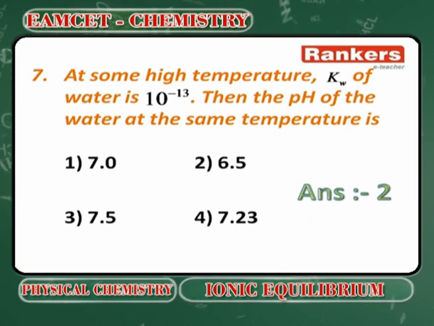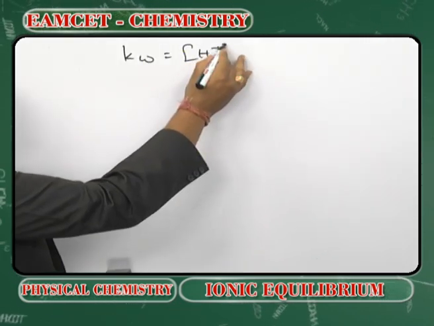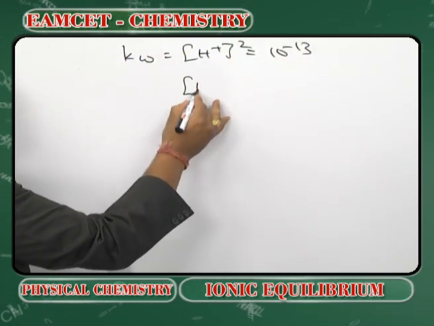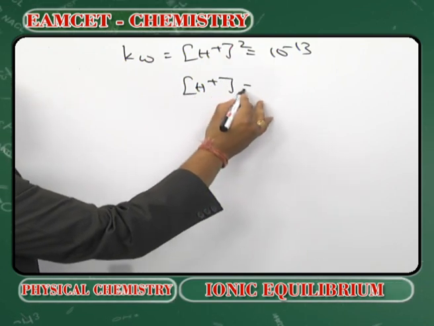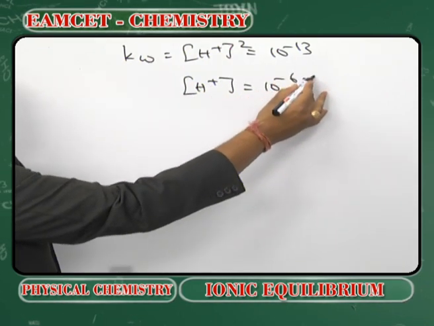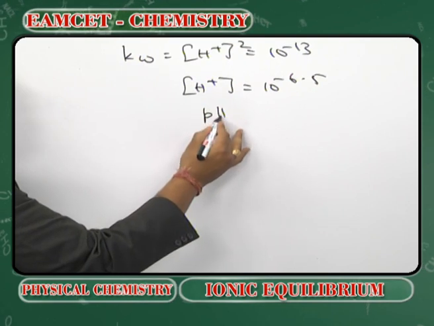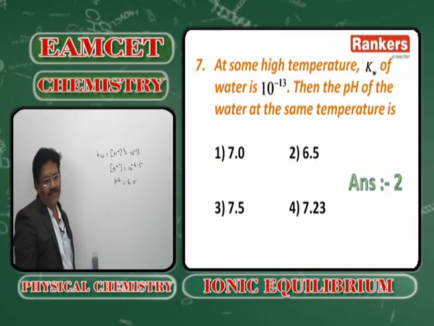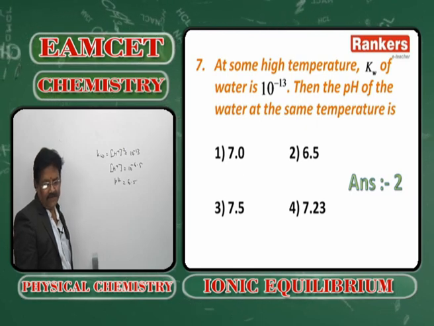At high temperatures, what is the value of Kw? Kw is 10 to the power of minus 13. Kw value is equal to H plus square, which is equal to 10 to the power of minus 13. Therefore, H plus is equal to 10 to the power of minus 6.5. Therefore, pH is equal to 6.5. Option 2 is the answer.